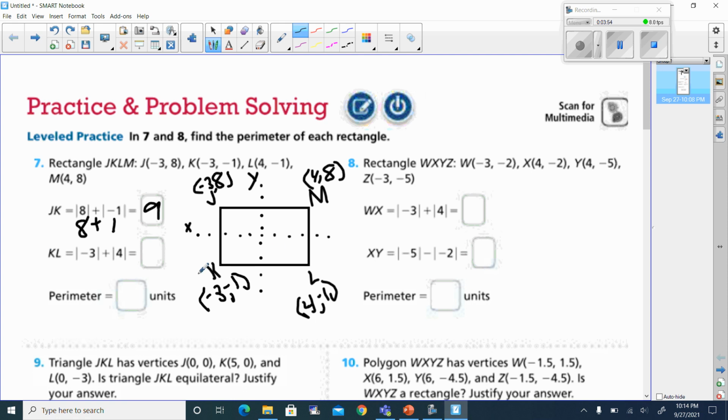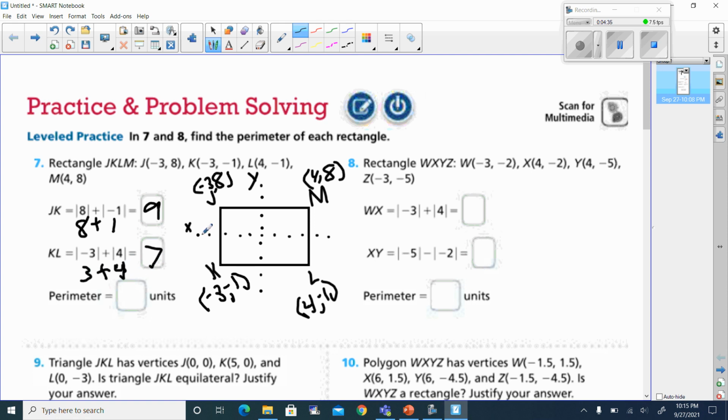Now we have K to L. K to L has the same -1, right? So we've gone down the same amount on the y-axis, so we're checking from x. We got a -3, which means we've gone 3 this way. And we got a +4, which means we went 4 this way. So the absolute value of -3 and 4, that's going to be 3 plus 4, which is 7.